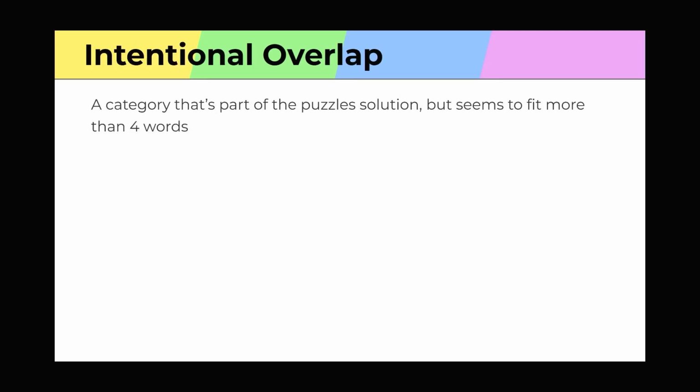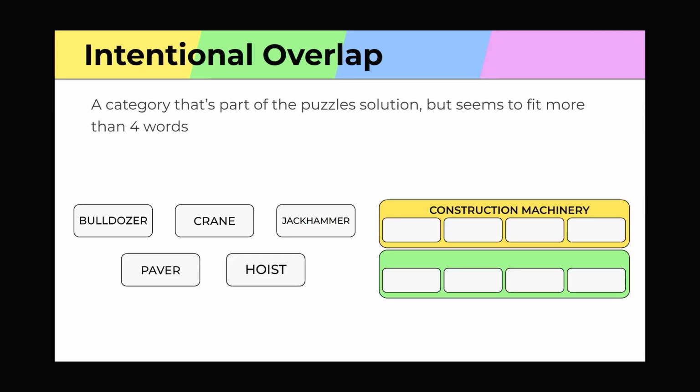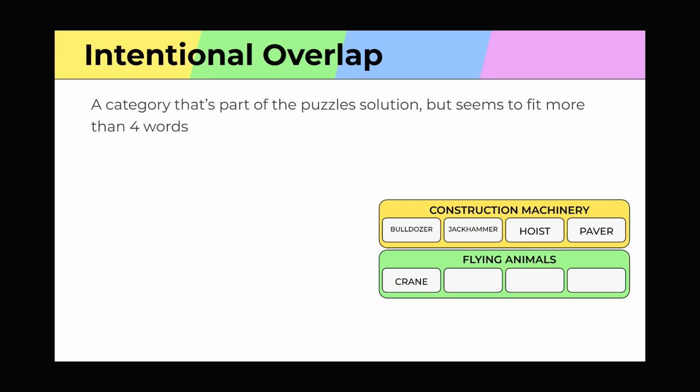Intentional overlap is the term we use when we have a category that is actually a part of the puzzle solution, but it seems like it could fit more than 4 words. Remember, a group can only contain 4 words. For example, we have these 5 words: bulldozer, crane, jackhammer, paver, and hoist. It's pretty clear that one of our categories is going to be construction machinery. The problem is we don't know which 4 of these 5 words are going to go into that group. If our puzzle shakes out like this, we can see that crane, which belongs to the flying animals category, is overlapping in meaning with this construction machinery category. That's what we're calling intentional overlap.